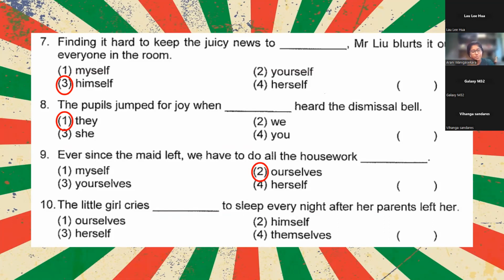So question 10. The little girl cries blank to sleep every night after her parents left her. What's the answer? Herself. Herself. Oh, okay. Any other answers?